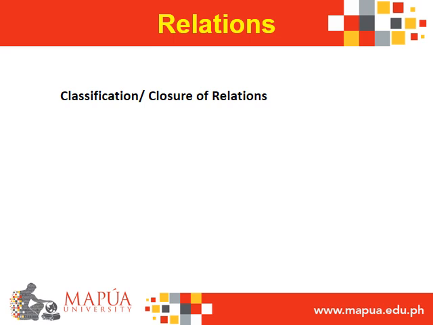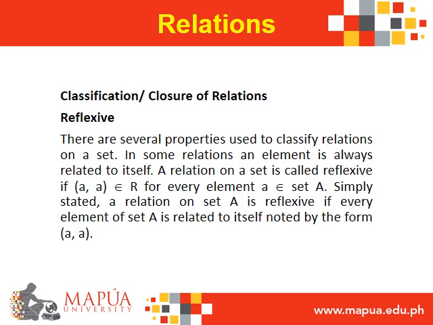Classifications or closures of relations are dependent on the ordered pairs that are included within your given relation. The first classification or closure is referred to as reflexive. A particular relation is considered to be reflexive if every element of set A is related to itself, given by the corresponding ordered pair (a,a). Therefore, your corresponding relation is reflexive if and only if it contains ordered pairs of (a,a).